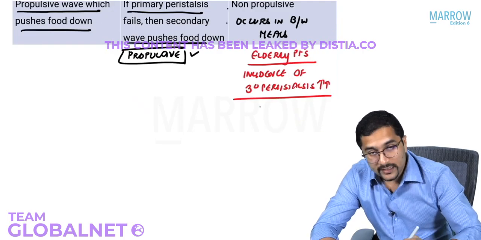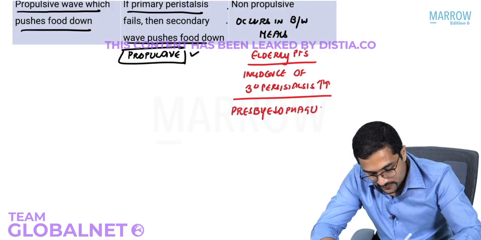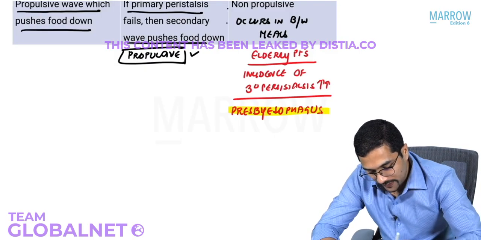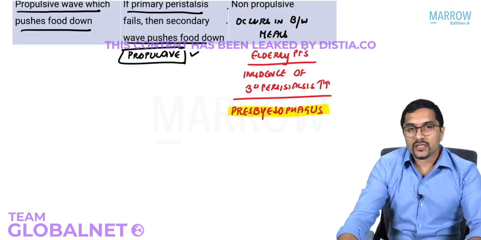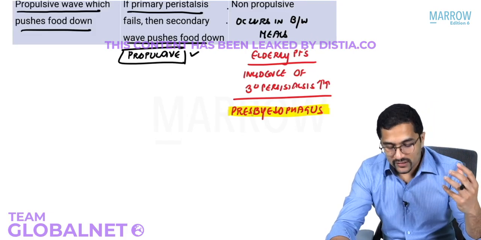And this condition is known as presbyesophagus. Right? This is an increase in tertiary peristalsis in elderly patients. So these were the points which were important in the surgical anatomy of the esophagus.